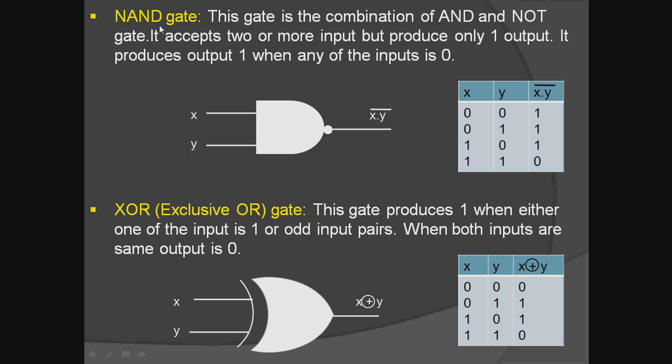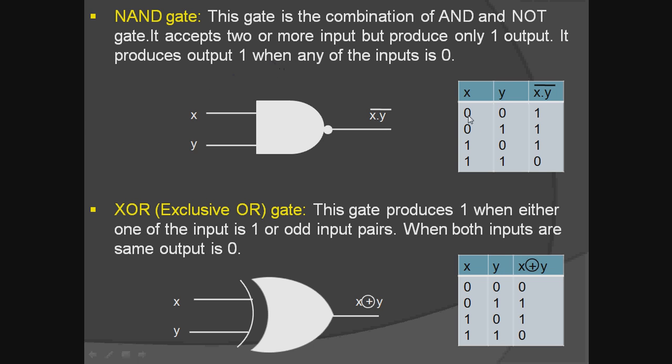Now next is the NAND gate. Just like the NOR gate, the NAND gate is also a combination of AND and NOT. As you can see here in the symbol, this is the AND gate and this is the NOT gate. It accepts 2 or more inputs but produces only one output. It produces output 1 when any of the inputs is 0. If any of the inputs is 0, it will produce 1.